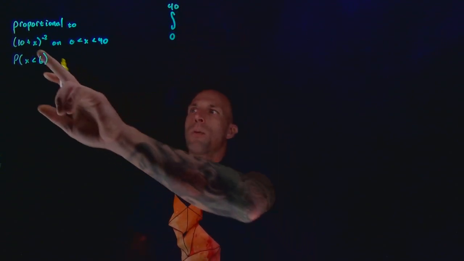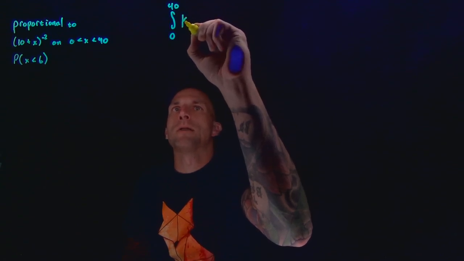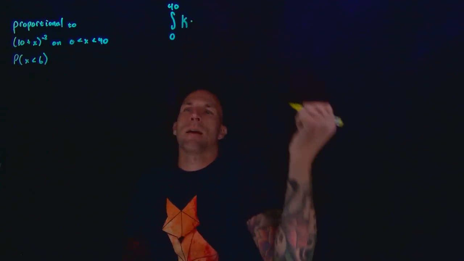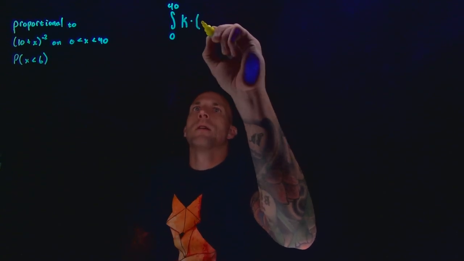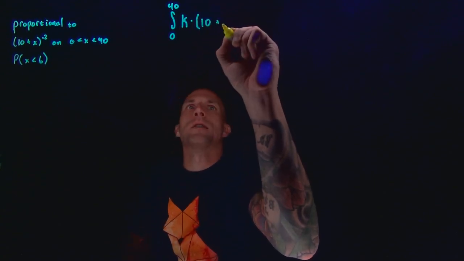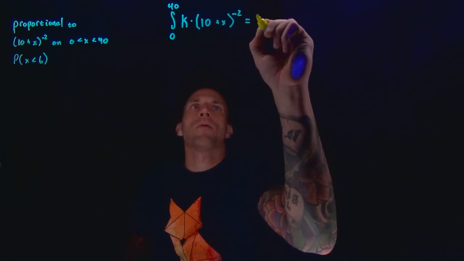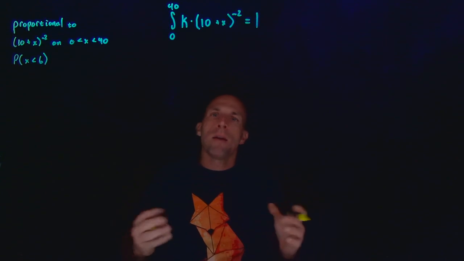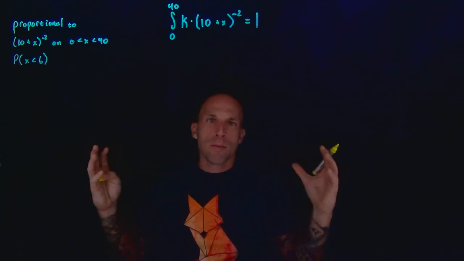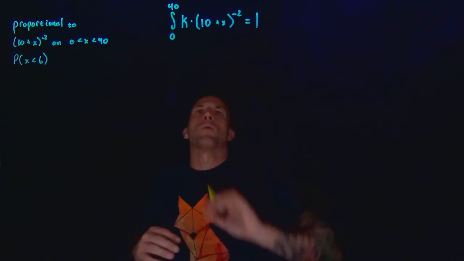And how do we show proportional to 10 plus x to the negative 2? We multiply by some constant k of proportionality. There is 10 plus x to the negative 2. And we're going to set all of that equal to 1. Because we're integrating across the entire domain, our law of total probability says if we use the entire sample space, we're going to sum to 1.